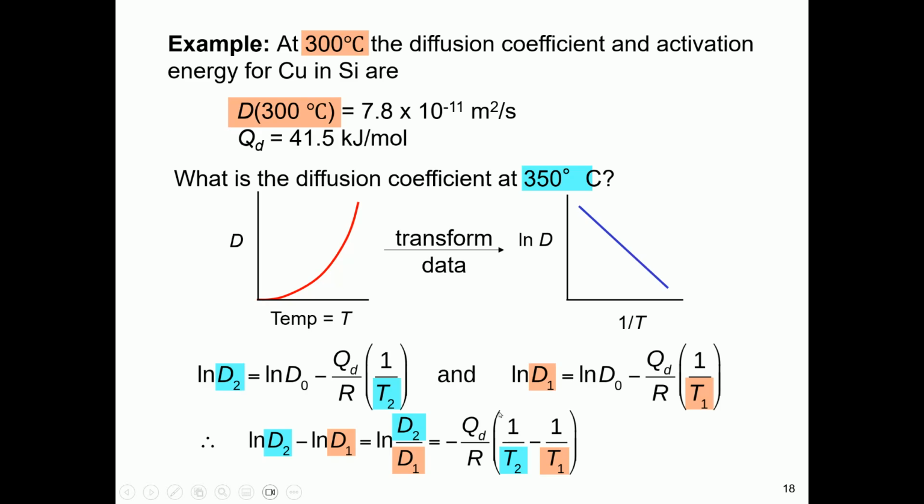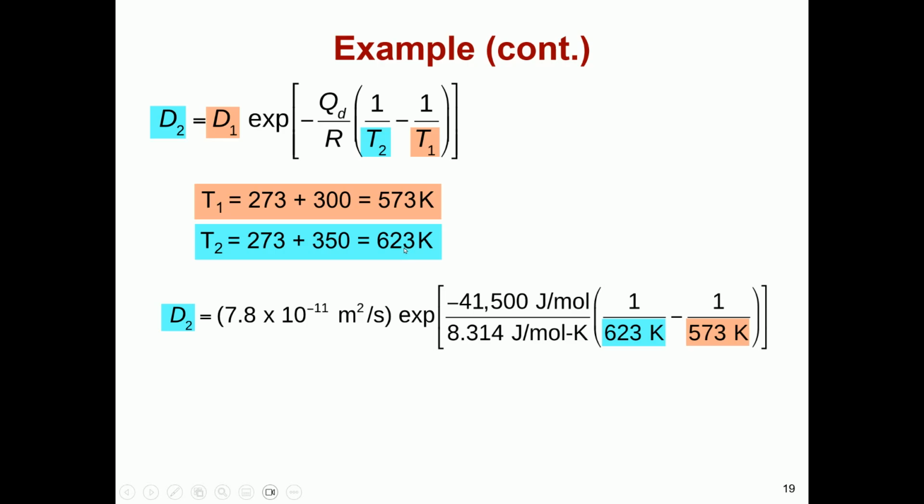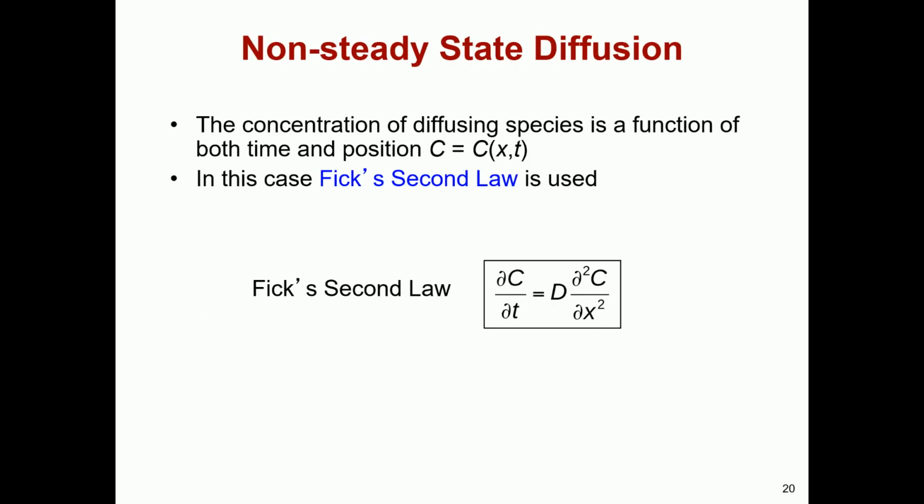Yeah, you can obtain, 300 becomes 573 Kelvin, and 350 becomes 623 Kelvin. So let's do this, and finally we obtain the D2 value of almost 15.7 times 10 to the minus 11 meter square per second. Notice that the 50 Celsius increase nearly doubled the diffusion coefficient. This demonstrates the strong exponential temperature dependency of diffusion. You can feel it.